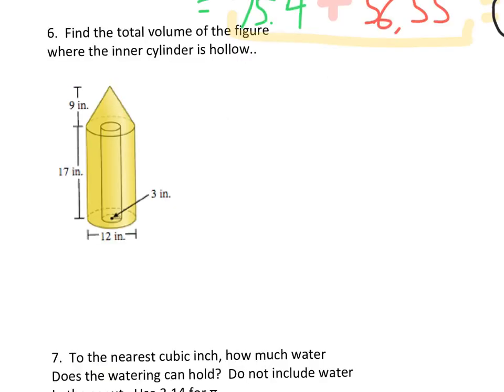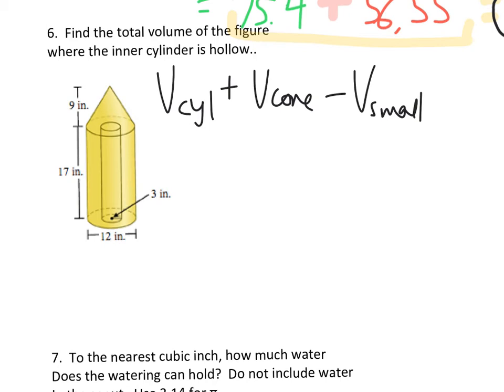Let's check out one more, number 6. Now here we have an even more complex situation. We have a cylinder, we have a cone, but then we have a hollow cylinder in the middle of the big cylinder. So we're going to have to take the volume of the cylinder plus the volume of the cone minus the volume of the small cylinder. And that's going to give us the total volume there.